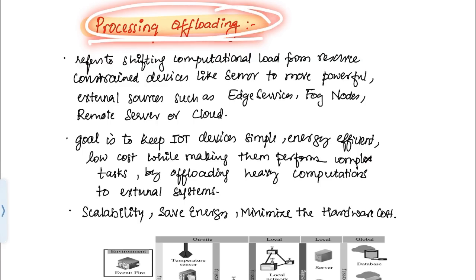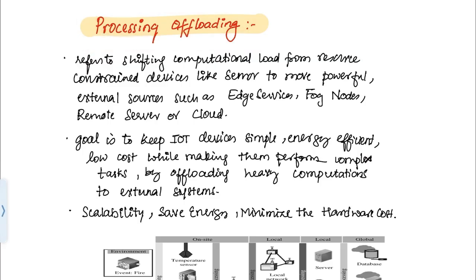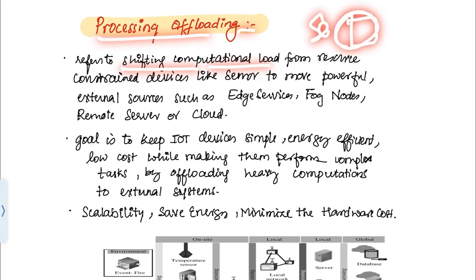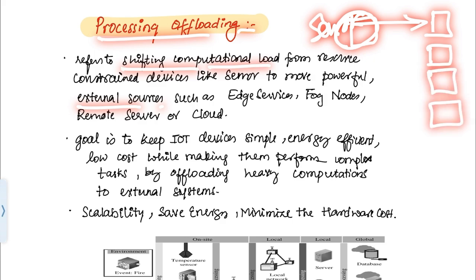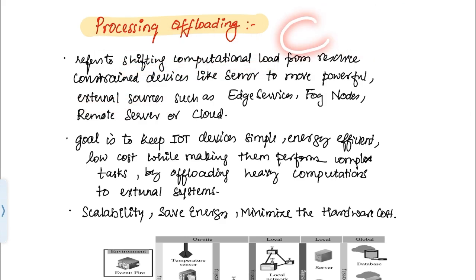Processing offloading is one of the very important concepts that is usually asked in exams. So make sure you understand this properly. Processing offloading means shifting the computational load from the resource constrained device, for example the sensor, and moving it to powerful external sources. That is, it could be edge services or fog nodes, a remote server, or the cloud. So basically, instead of performing the processing in the sensor itself, you're just shifting the processing load. That's what the processing offloading definition stands for.